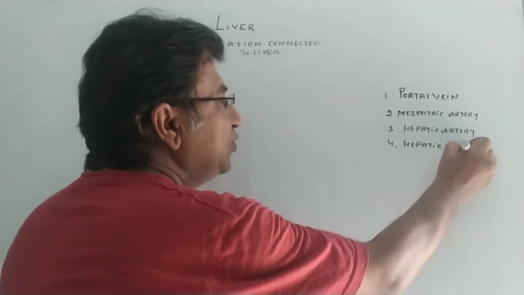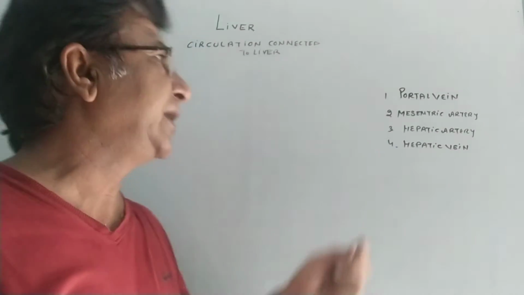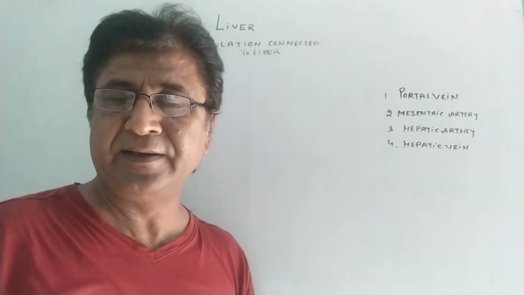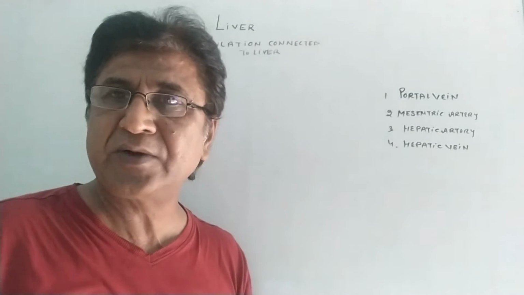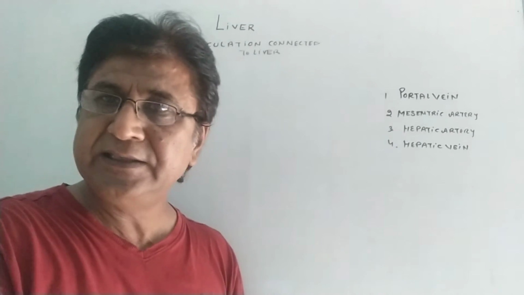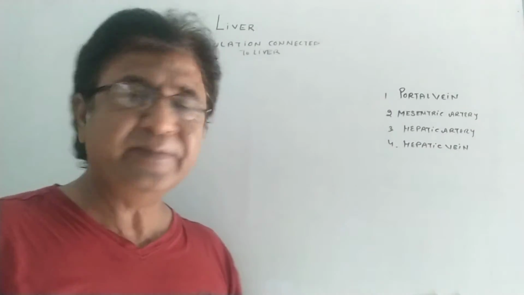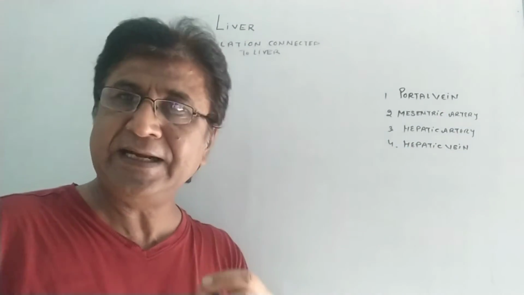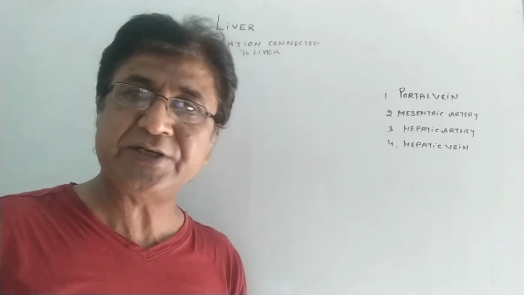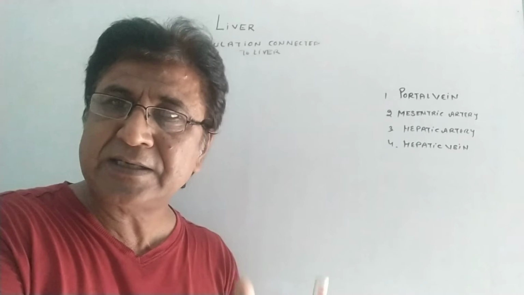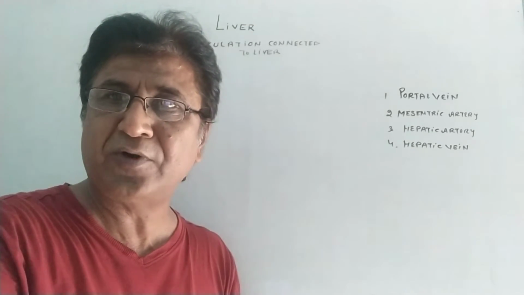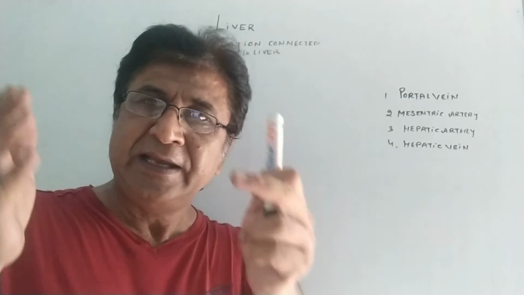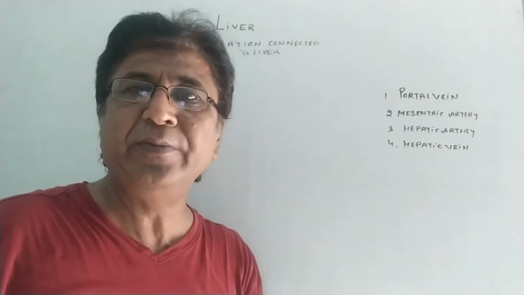So spend 1 to 2 minutes remembering and memorizing this: portal vein, mesenteric artery, hepatic artery and hepatic vein. These four arteries and veins are going to be utilized for connecting the other parts to the liver. If you remember these names, the liver circulation becomes very easy. To understand that, we have to understand the situation of the liver. All the organ systems of the body are on one side and the liver is on one side. As already described, it is on the right side in the abdominal cavity.